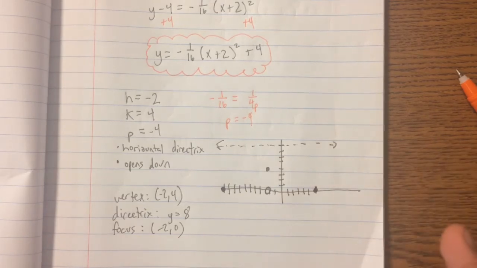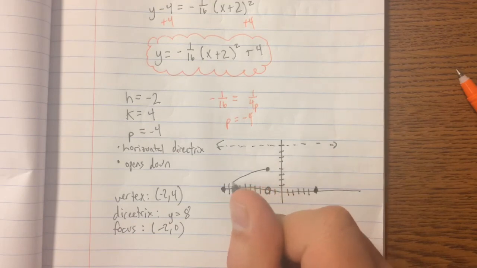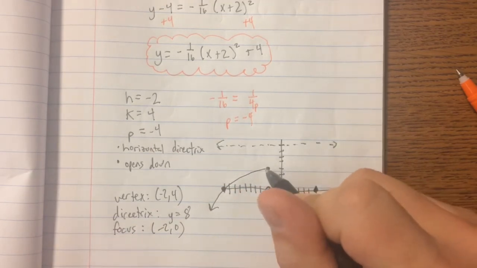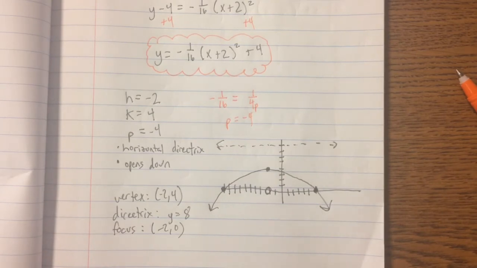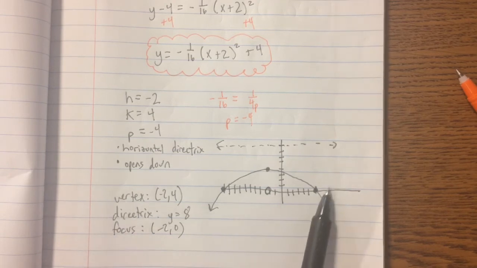And so now I have enough for my sketch, which is going to go like this. So we've got pretty much everything here: the vertex, the directrix, the focus, the graph. We're good to go.